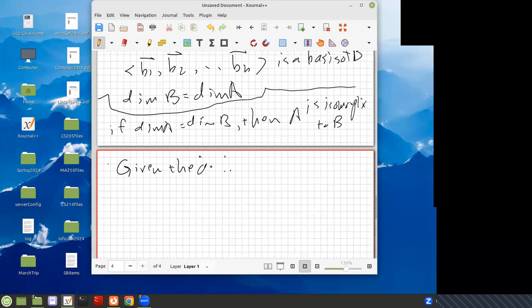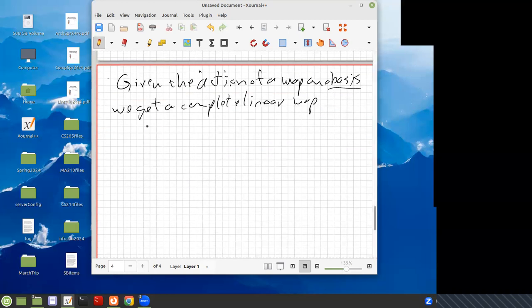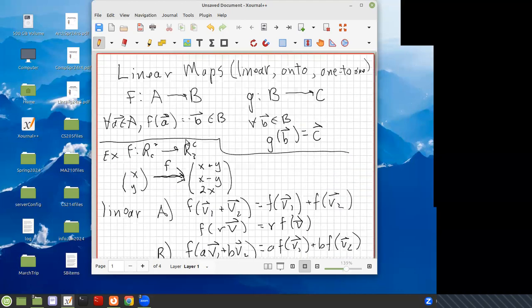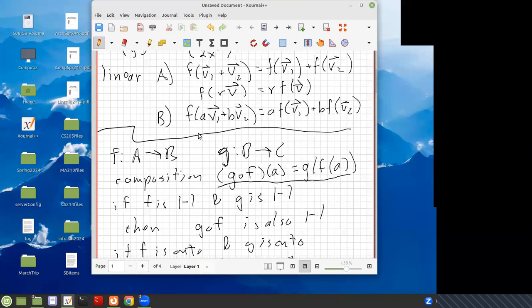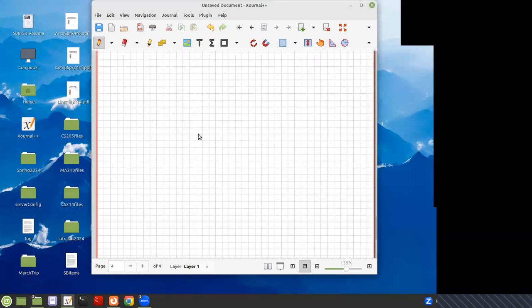Given the action of a map on a basis, we get a complete linear map. So let's see, as a practical matter, let's go back to, I had a specific example up here of a linear map somewhere. Or maybe I didn't. Okay, let's just write down a linear map.